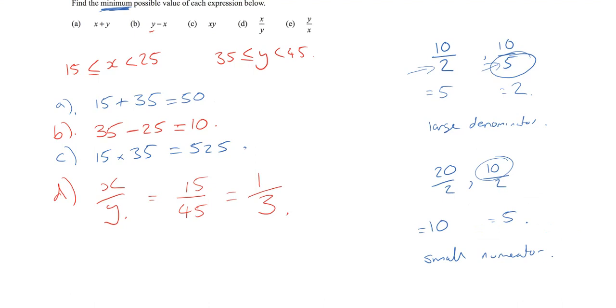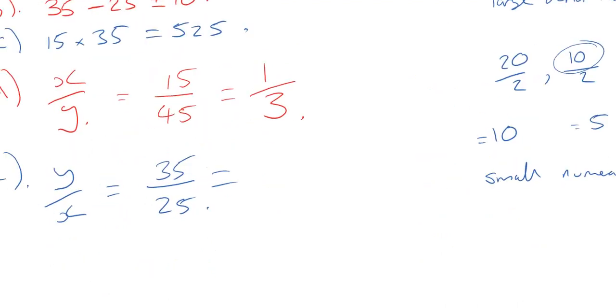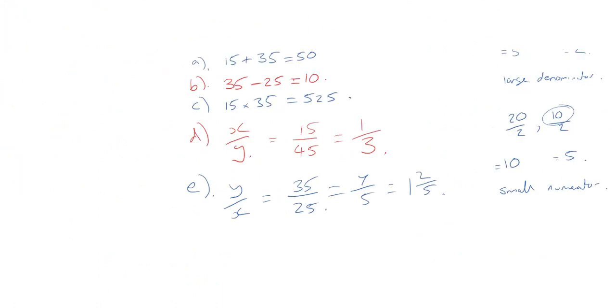Let's focus in then now on E. Well, E is Y over X. And in just the same way, I'm looking for the largest possible denominator here. Well, for X, that means 25. And then I want the smallest numerator. Well, that means my Y value has to be 35. So my minimum value here, let's just simplify this. We can divide both of those by 5. It's going to be 7 over 5, which I guess we should probably write as 1 2/5.